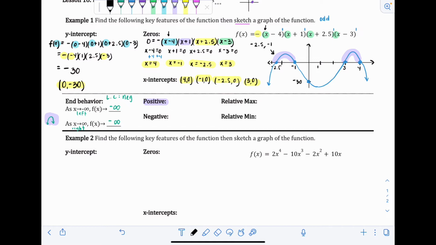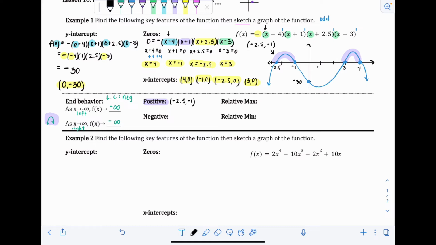Brackets would mean that it includes that number. And for where it's positive or negative, we would never use brackets, because at these points where it's changing, it's not positive or negative. It's at 0, so it's not included. So that would be our first interval: negative 2.5 to negative 1.